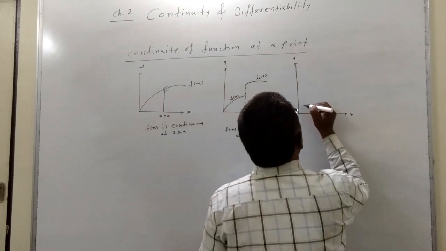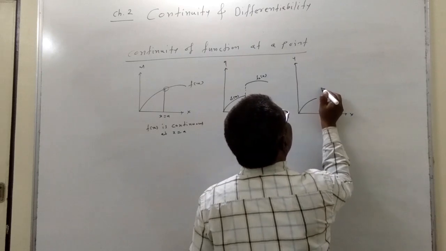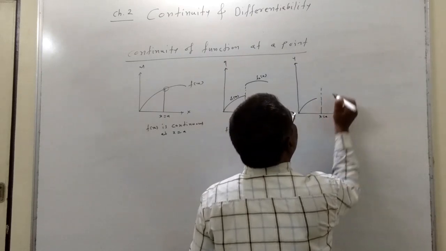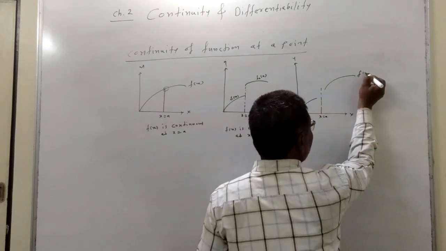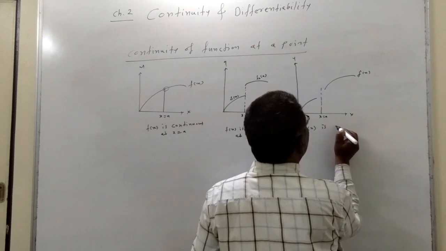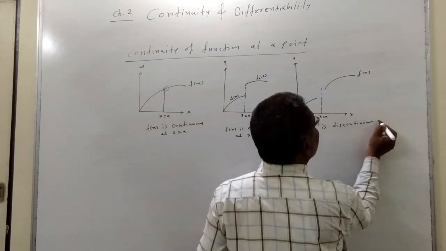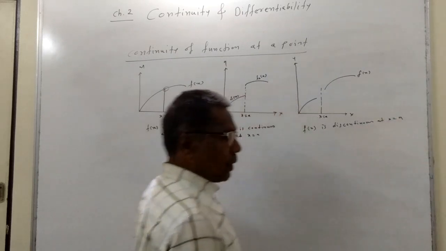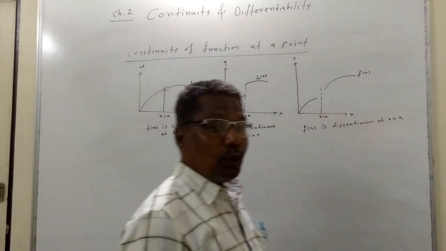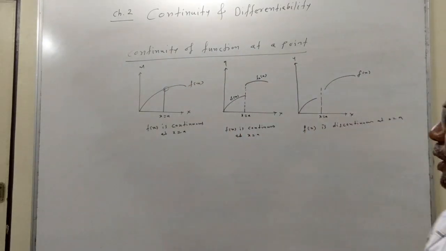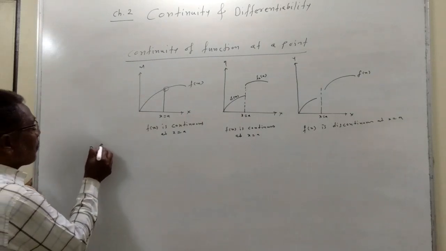Now here, suppose the graph is coming like this, with the point x is equal to a. Now here f of x is discontinuous at x is equal to a. So if we plot the graph of the function and that graph is continuous without any gap, then the function is continuous. Now let us see the mathematical definition of continuity.